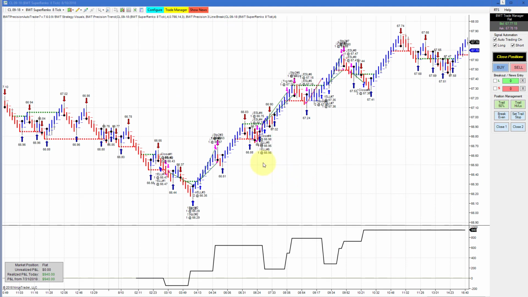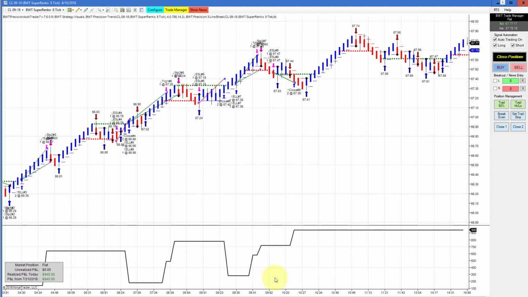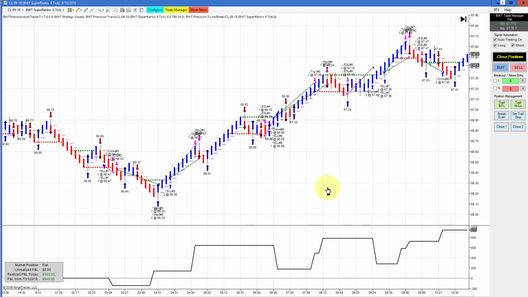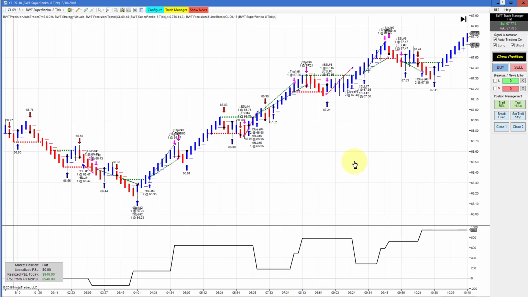Okay, the crude oil on a Super Renko 8 tick with our line break logic, and this did 940, so we probably hit our goal and had some slippage at the end.